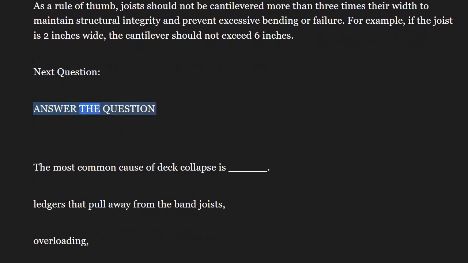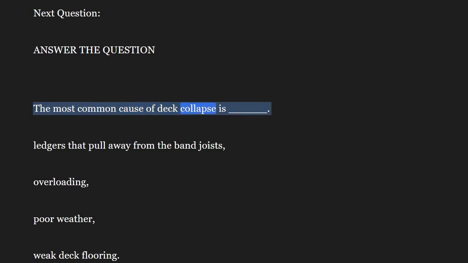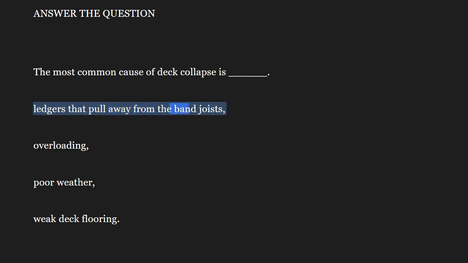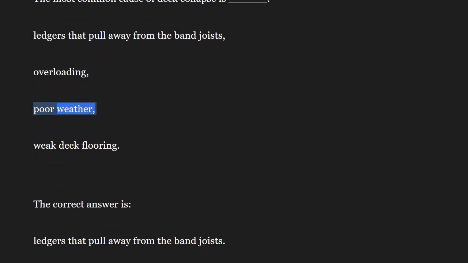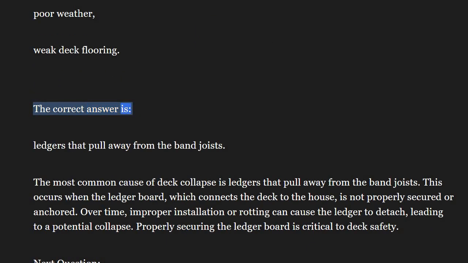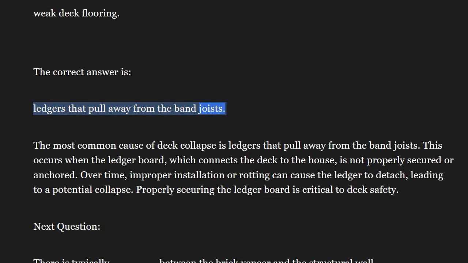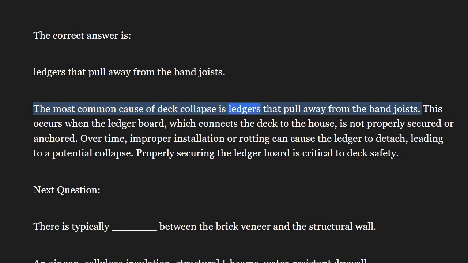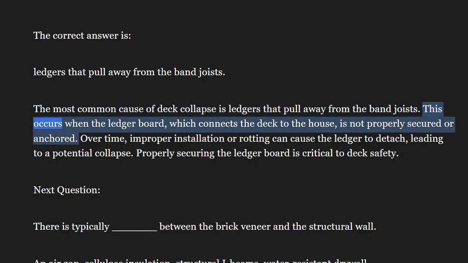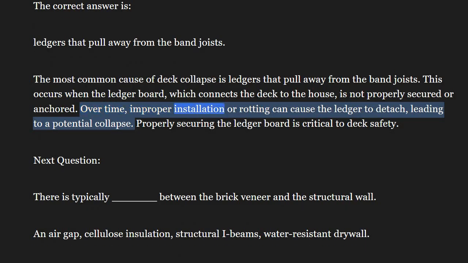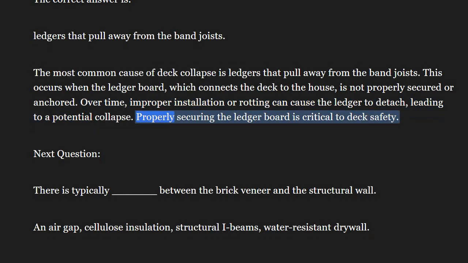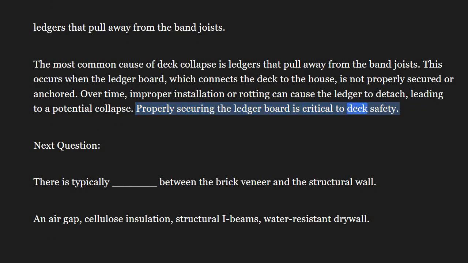Next question. The most common cause of deck collapse is ledgers that pull away from the band joists, overloading, poor weather, weak deck flooring. The correct answer is ledgers that pull away from the band joists. The most common cause of deck collapse is ledgers that pull away from the band joists. This occurs when the ledger board, which connects the deck to the house, is not properly secured or anchored. Over time, improper installation or rotting can cause the ledger to detach, leading to a potential collapse. Properly securing the ledger board is critical to deck safety.